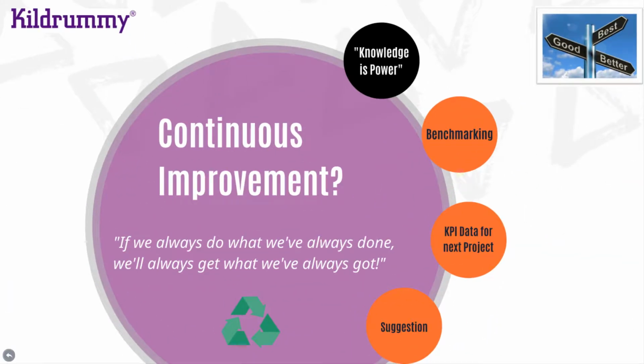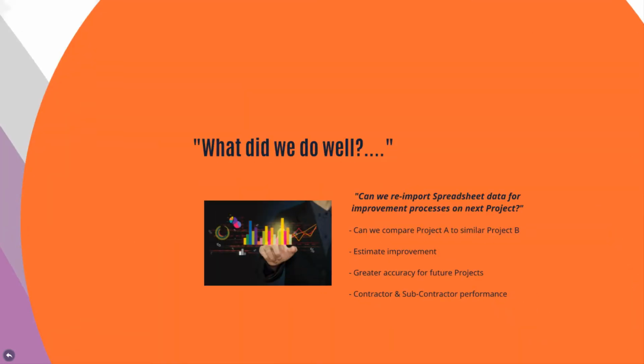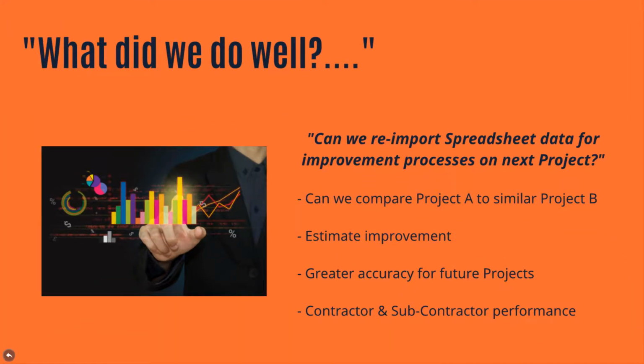One of the key parts of continuous improvement, as we've said, is not repeating history. A famous philosopher, George Santayana, has said this, and I'll let you read that for a second. So clearly what we don't want to do is to repeat the negative. But what did we do well? Have we captured that information well on project A so that we can potentially re-import that spreadsheet for project B? Have the information that we've collected, is it useful for project B if it's of a similar scope? If it is, then we could try to compare the spreadsheets. But typically what we find is that's not actually the case.